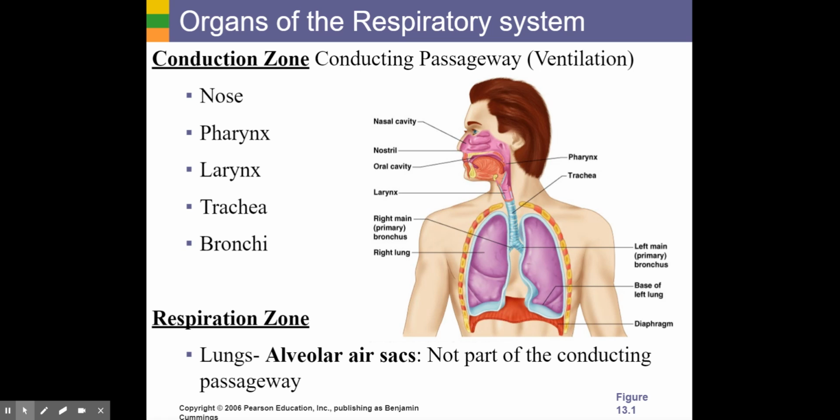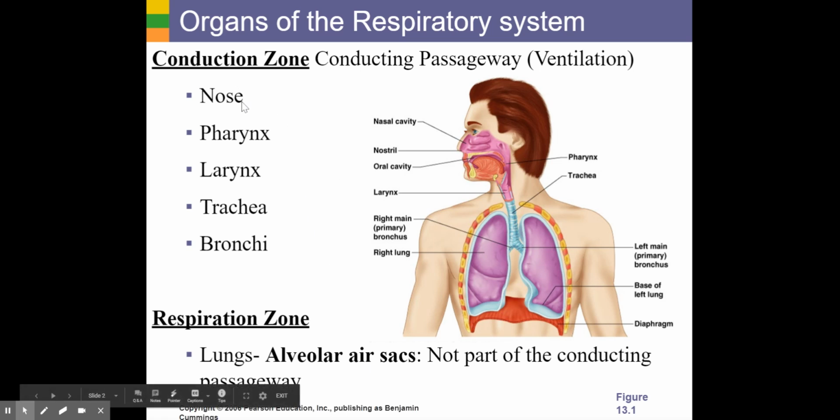So the respiratory system itself can actually be split up into two zones. There's what's referred to as the conduction zone. This is mostly everything upper level from the lungs up all the way to the nose. And it's usually referred to this because it's simply just the conducting passageway that ventilates or brings air in and out of the lungs. The other portion then is the respiratory zone, and that is the lungs themselves, specifically the alveolar sacs, because this is where the actual exchanging of carbon dioxide and oxygen takes place.